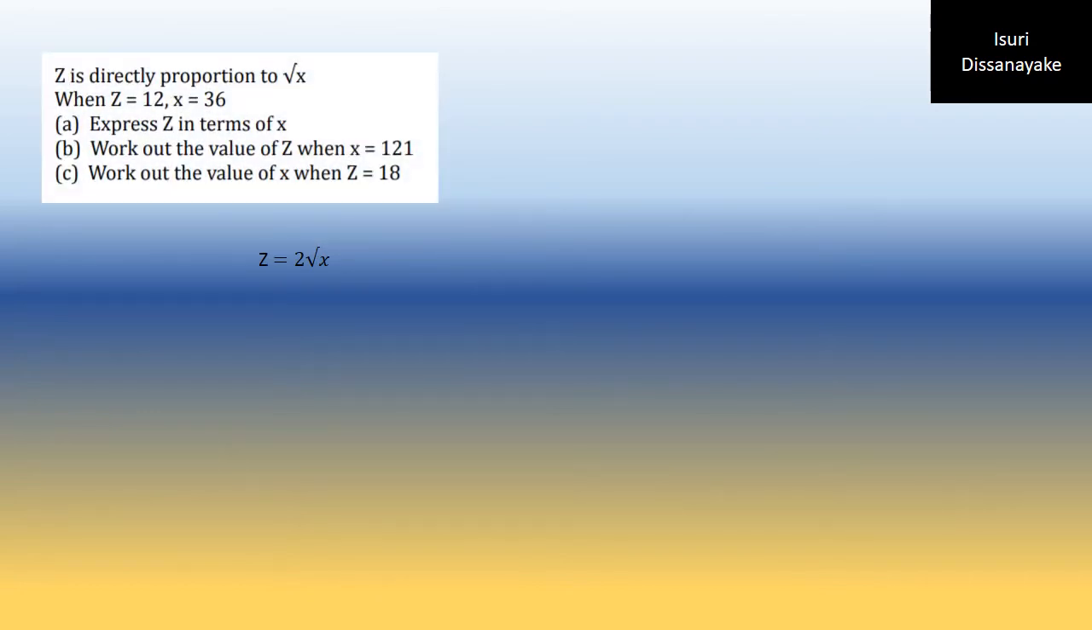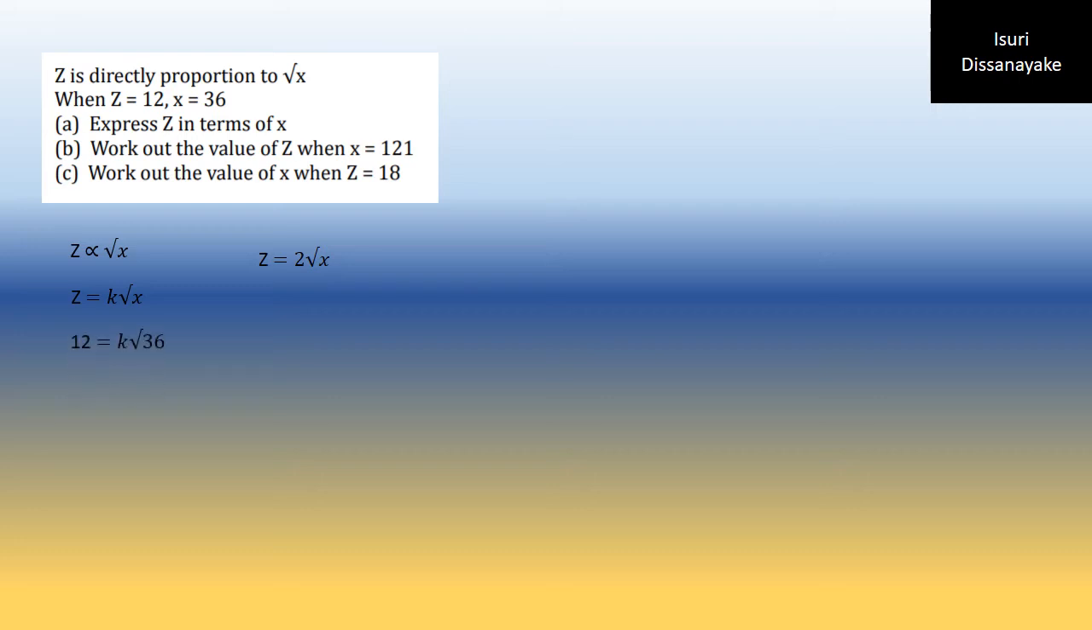z is directly proportional to the square root of x. So let's write it first. z is directly proportional to the square root of x. Let's remove the directly proportional sign with an equal sign and a k. So you can say that z is equal to k times the square root of x.